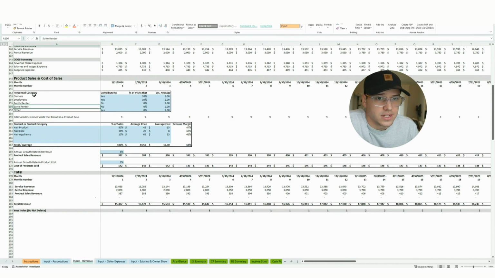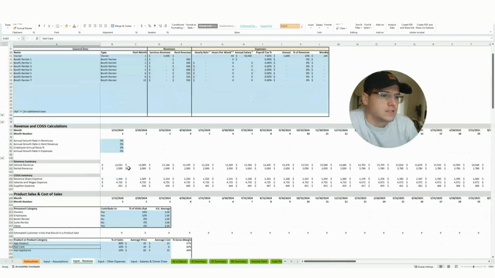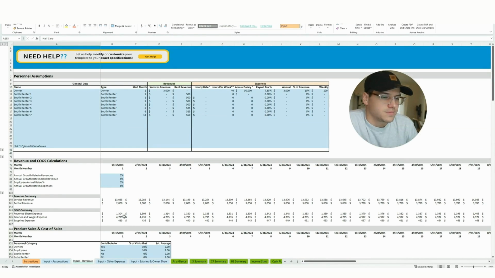So yeah, here you can see you're going to have a contribution between booth renters, employees, owner, like who gets what percentage and what percentage of their customers will actually purchase things. So again, we're only editing these blue boxes. What I like about the template is it's not just asking you what's your estimated monthly revenue.